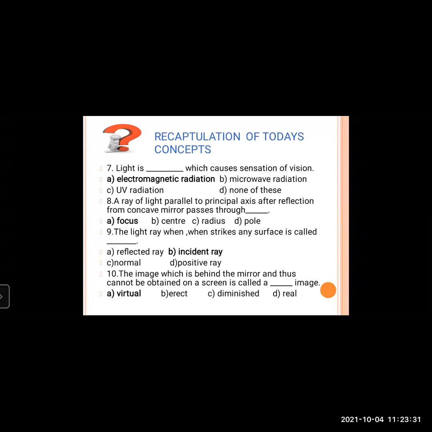The light ray when it strikes any surface is called incident ray. The image which is behind the mirror and thus cannot be obtained on a screen is called virtual image.